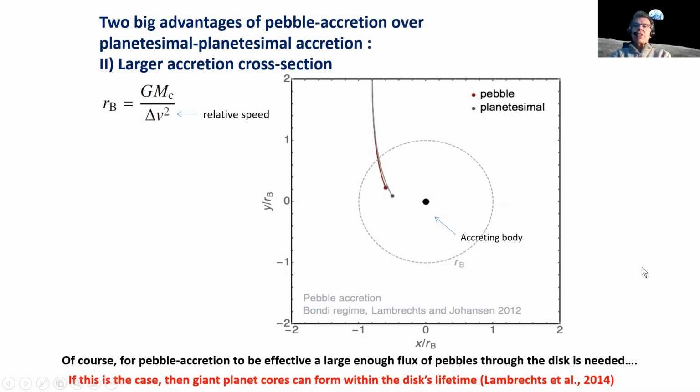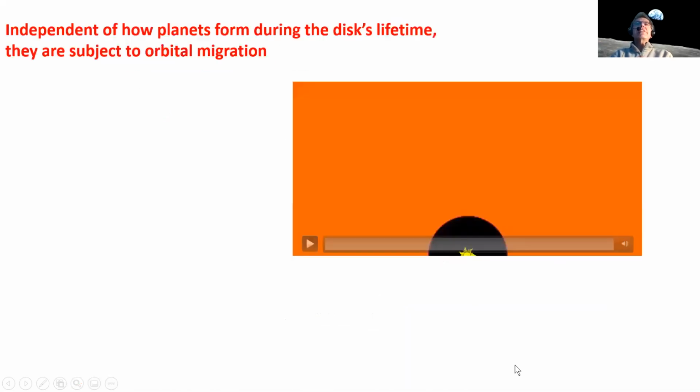For instance, if you hear a lecture by Jan Alibert, he will argue quite strongly in favor of planetesimal accretion. And to some extent, probably the two work together in order to form protoplanets. My preference is that, at least for the cores of the giant planets, pebble accretion played a role. But I would like to make two points here. First is that, independently of how planets form, during the disk lifetime, when they're still embedded in the gas, they must be subject to orbital migration.